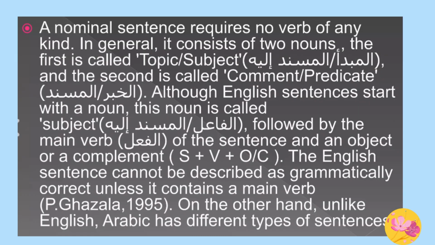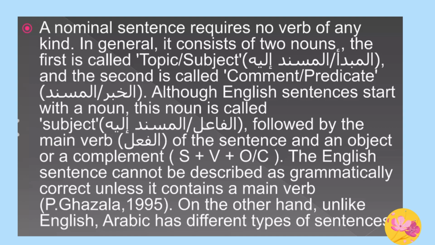Coming to sentences in the Arabic language, as I said before, there are two types, nominal and verbal. A nominal sentence requires no verb of any kind. In general, it consists of two nouns. The first is called the topic or the subject, and the second is called the comment or the predicate.